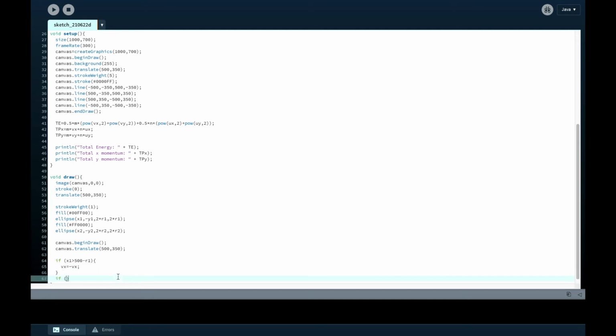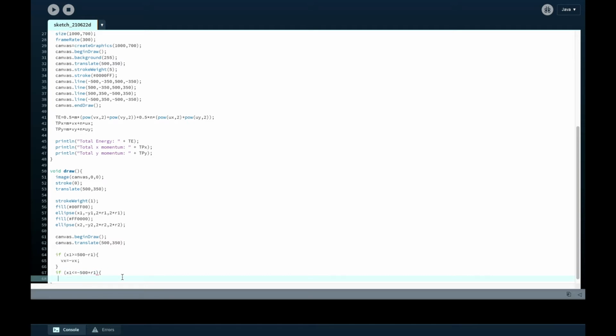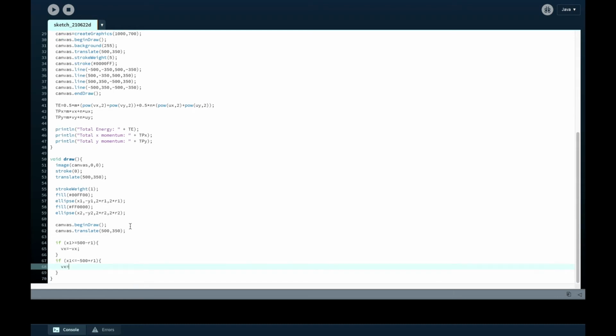Then we have a similar thing, so it's going to be better if we have an equal sign there. And if x1 goes through the left wall, so it's smaller than minus 500 plus r1, we also have vx equal to minus vx again. In this case vx previously would be negative, heading towards the left, and its direction is now changed to the right. So from a negative value to a positive value here, and here from a positive value to a negative value, because the object should be moving in the right direction if it's colliding with the right wall.